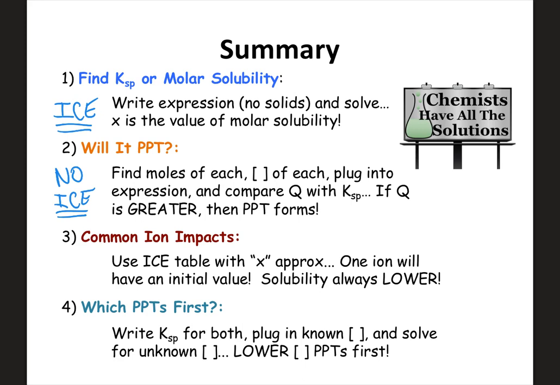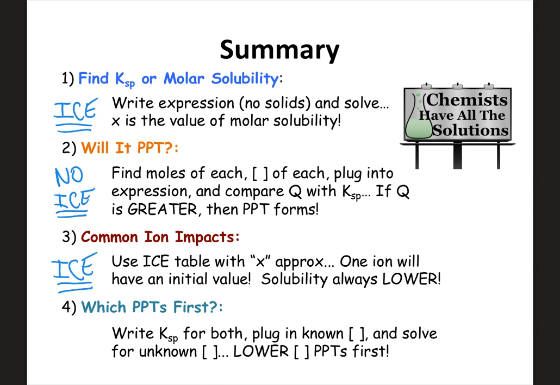We also have common ion type problems here. Again, common ion problems are very similar to molar solubility problems, so you do use ice tables here. You are allowed to use the X approximation where we can cancel out our added value of X, because usually these have a very low Ksp. The only difference here really is that one of your ions in your ice table will have an initial value, okay? That changes the problem a little bit, but otherwise it's pretty similar, and the solubility of the substance you're dealing with is always lower because of the addition of a common ion.